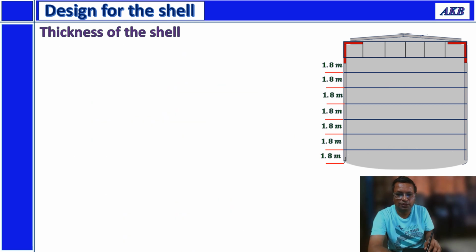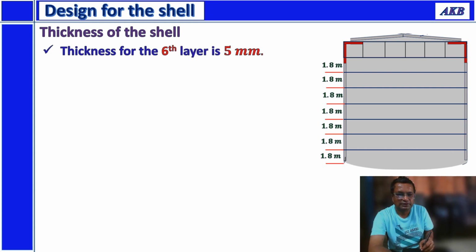Okay. Now let us do the calculation for the last layer, the seventh layer. We did calculation for the sixth layer. Now this time we are going to do calculation for the seventh. Let me erase this, just one minute. So we just calculated that thickness for the sixth layer is 5 mm.